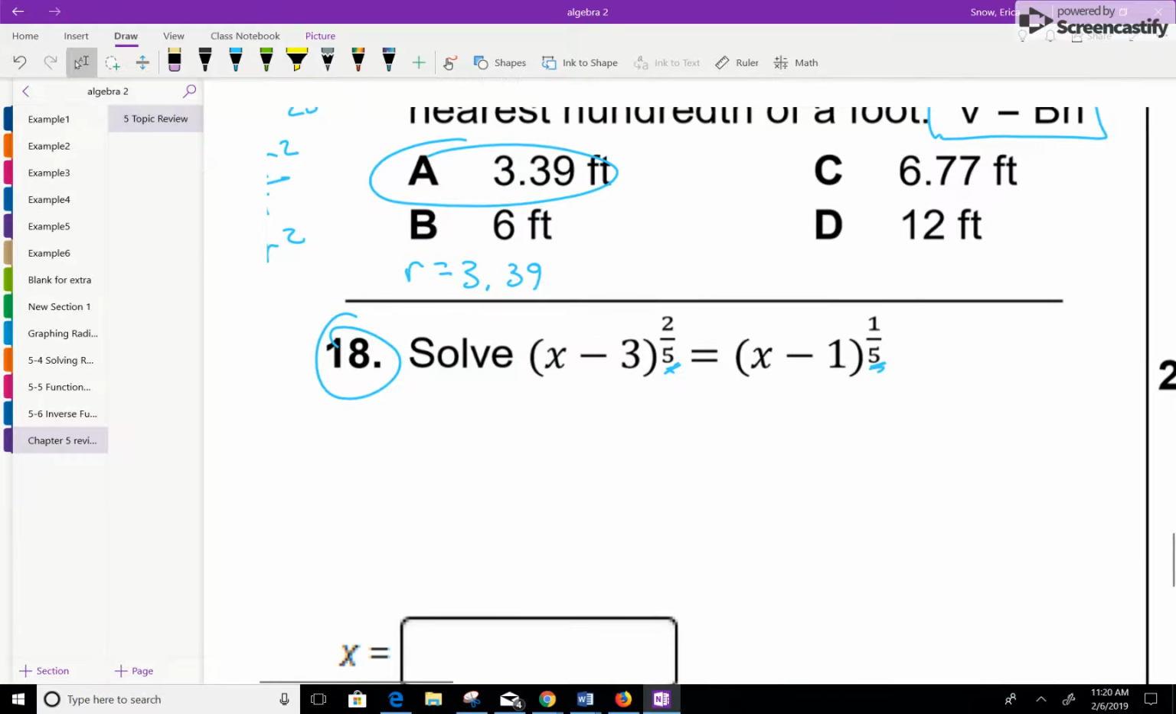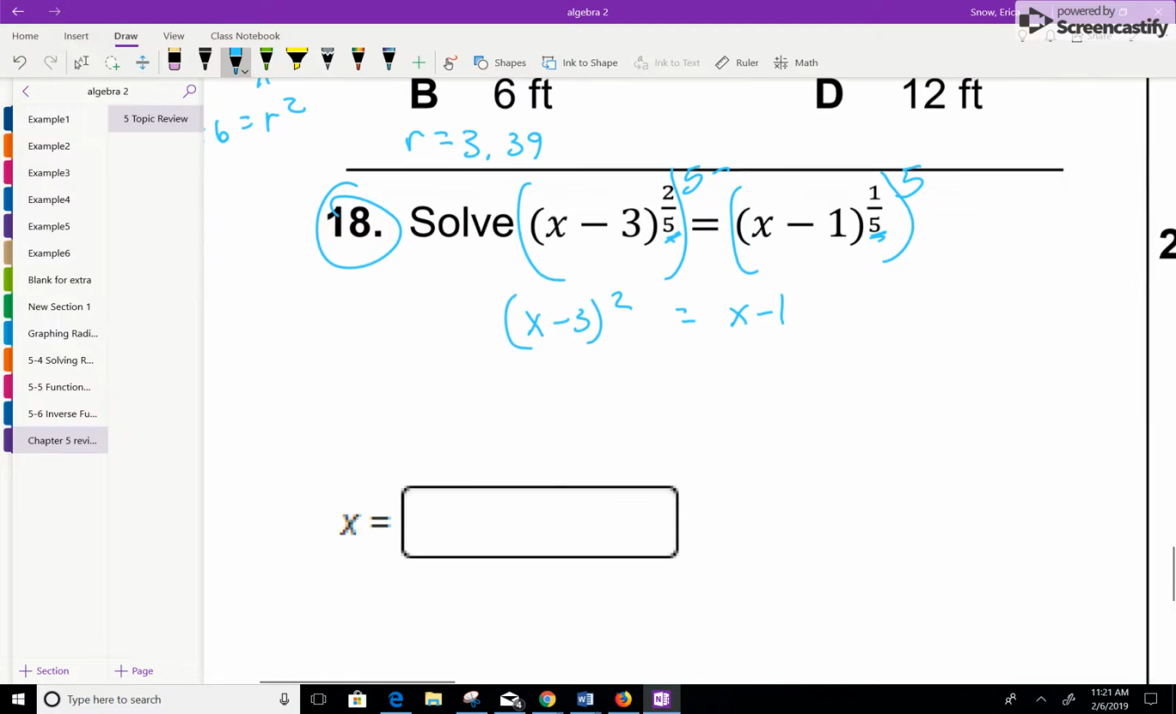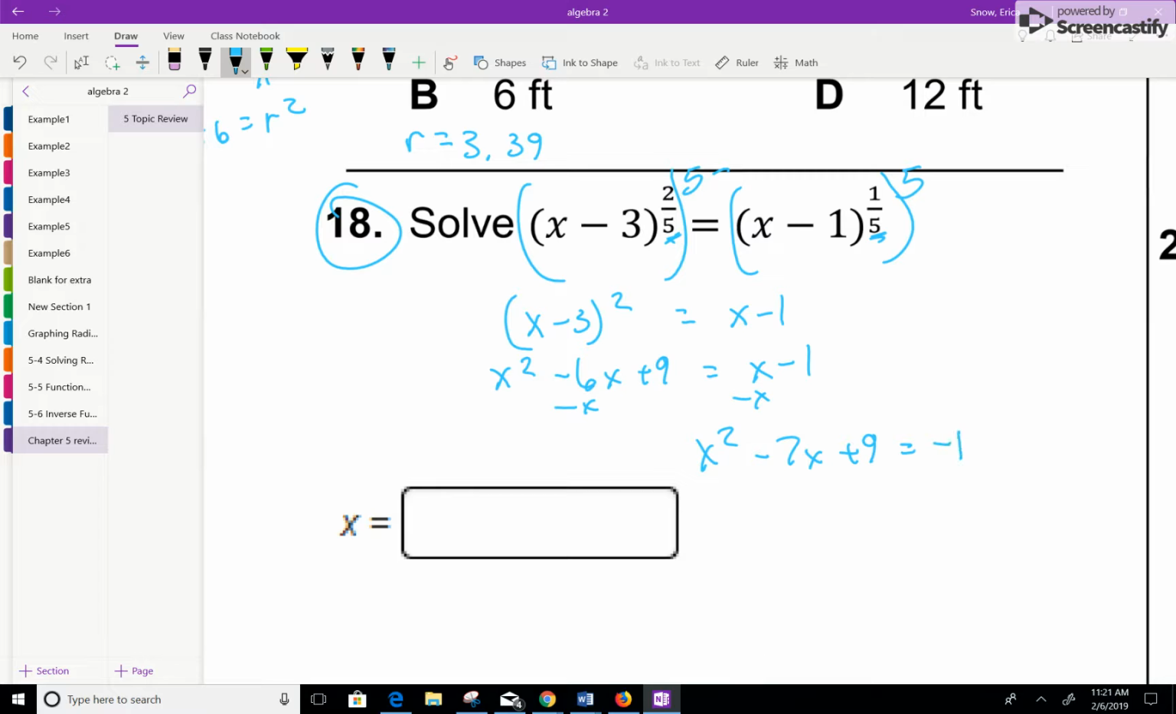Okay, with this one, number 18, notice that there is a 5 in the denominator of both of those exponents. So we are going to raise both sides of this equation to the 5th power. What happens then is that we get x minus 3 squared is equal to x minus 1. Because 2/5 times 5 is 2, 1/5 times 5 is 1. And now we have a quadratic that we know how to solve. So we get x squared minus 6x plus 9 equals x minus 1, so x squared minus 7x plus 9 equals negative 1.